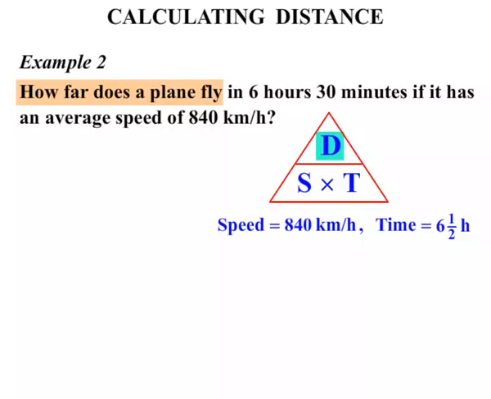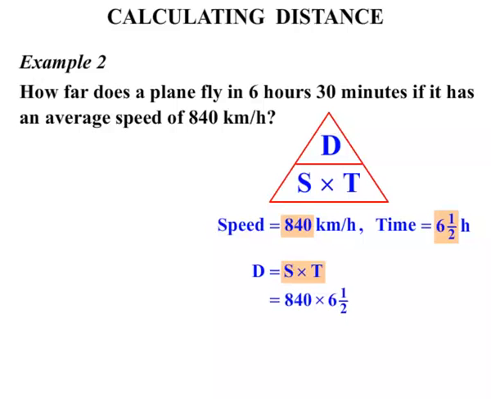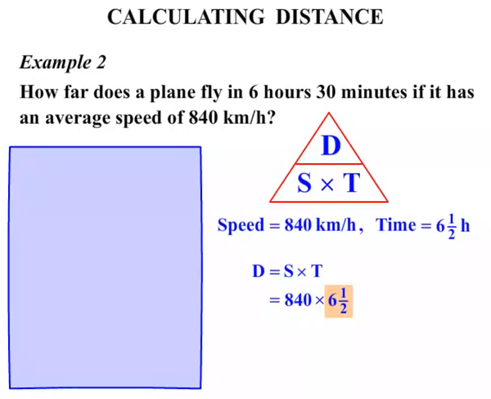That's the distance. So D equals, now on our diagram, cover the D up, what are we left with? S times T, speed multiplied by time. So S times T, the speed is 840, the time is 6.5. So 840 times 6.5. Now we're multiplying by 6.5. Not so easy. Let's think about that. We'll break it up into a couple of steps. So let's do some working out over here.